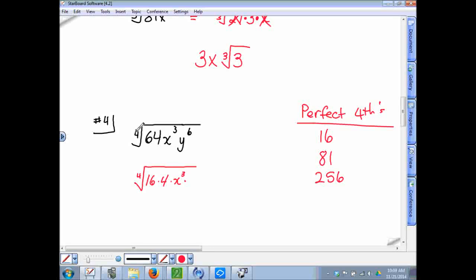6 is not divisible by 4, so we need the next smallest number that is. So that's y to the 4th times y squared. All right, then.